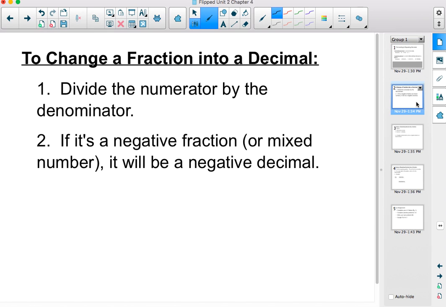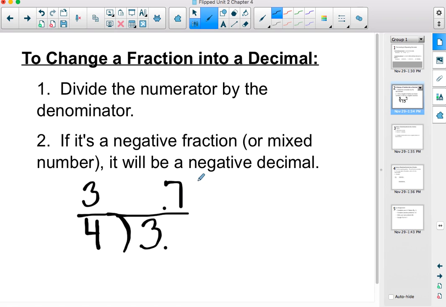Some old information here. If we want to change a fraction into a decimal, you'll see this in your example problems 1, 2, 3, and 4 in your notes. The first thing we want to do is divide the numerator by the denominator. So let's do a really fast example problem here. Let's say we start off with the fraction 3/4. If we want to turn this into a decimal, we're going to drop the numerator into the house and divide the numerator by the denominator. So divide 3 by 4. Many of you already have this answer memorized. We use it a lot. You get 0.75 or 75 hundredths.